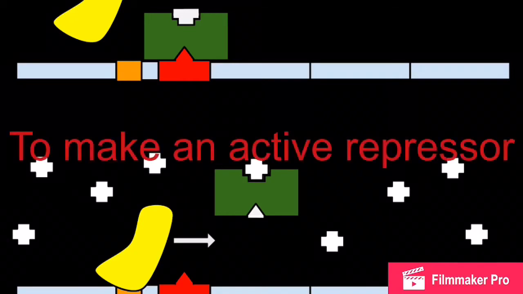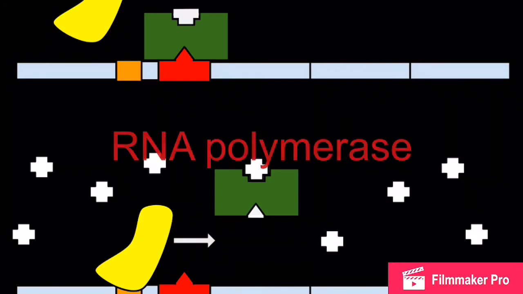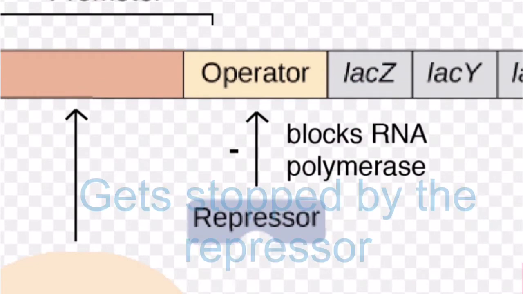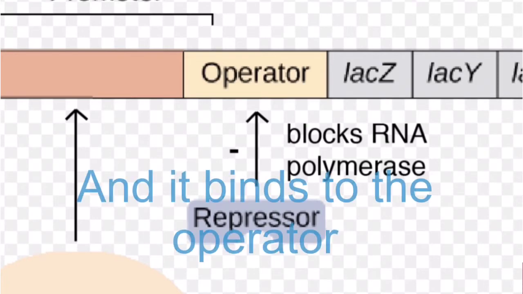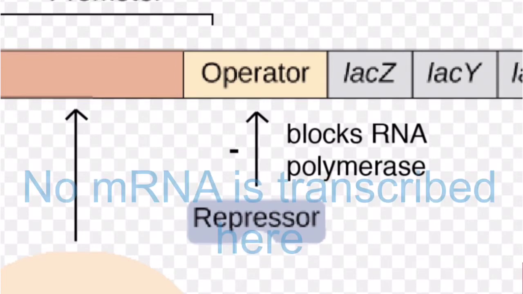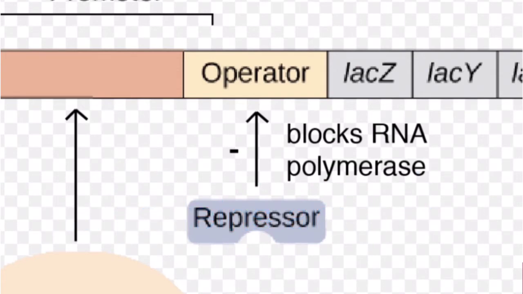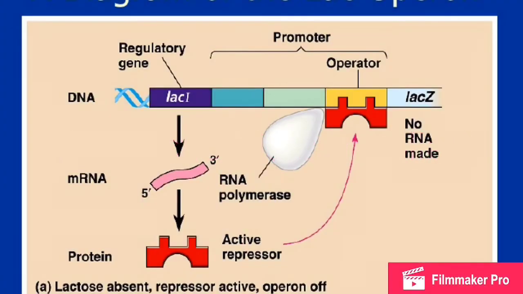Regulatory gene to make an active repressor. Next is the promoter. RNA polymerase gets stopped by the repressor, and it binds to the operator. No RNA is made, no proteins are made. Production is controlled.